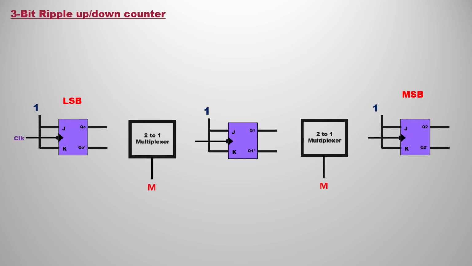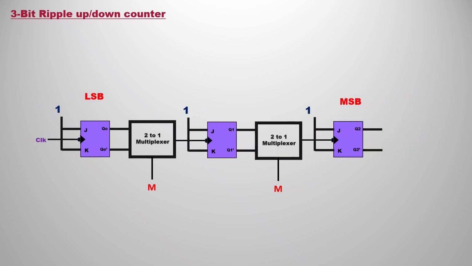In the same fashion, now we are going to build the 3-bit ripple up down counter in a single counter. For that purpose, I am going to have 3 flip-flops and in between I am going to implement the 2 cross 1 multiplexer with the select line as M, meaning both select lines are connected to each other. Now we are going to join all of them. Let's see how it will look after joining.